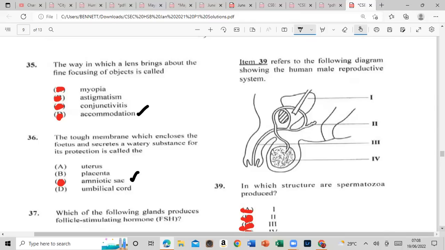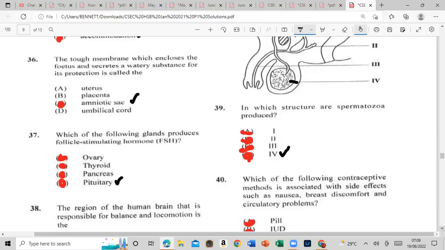Item 29 refers to the following diagram showing the human male reproductive system. In which of the structures are the spermatozoa produced? And that is right here in the testes. So that is 4. So that gives us D.